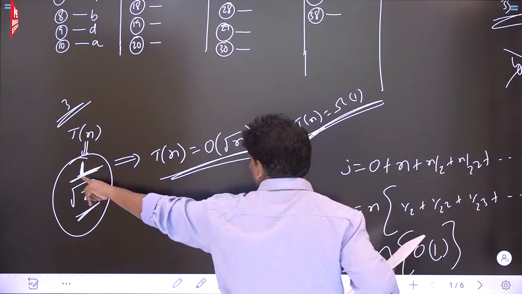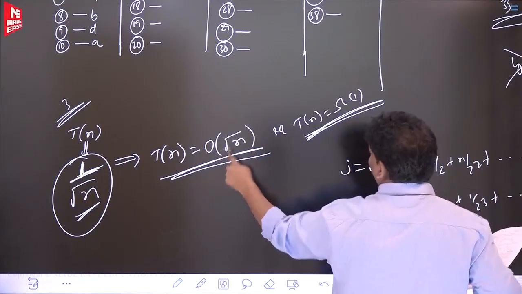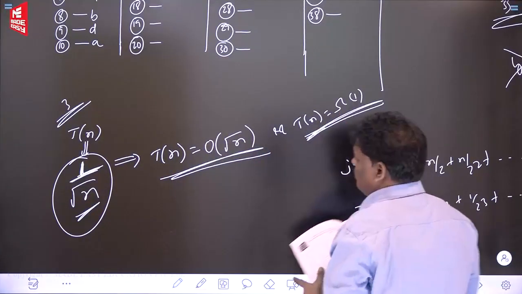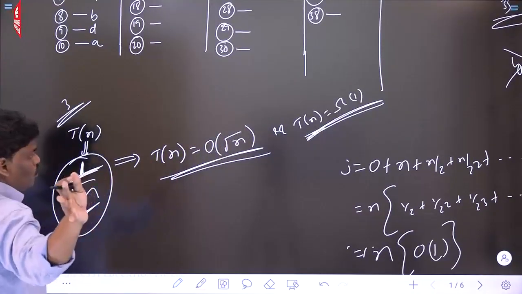Minimum it will take 1. Maximum it will take root n. So the maximum, the upper bound, is root n, and the lower bound is 1. Fine. Anyhow, forget about the upper bound, lower bound concept.